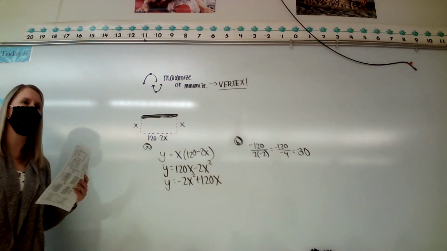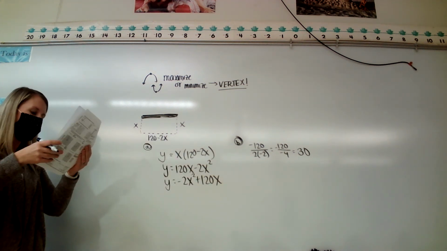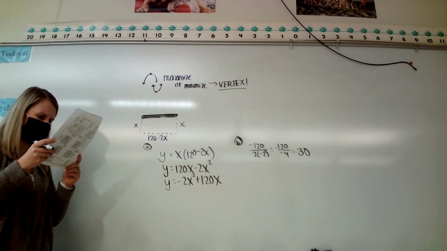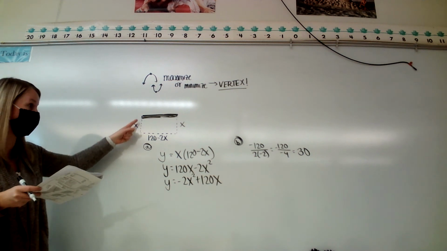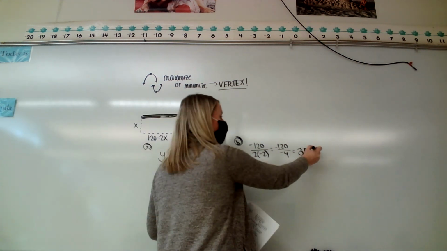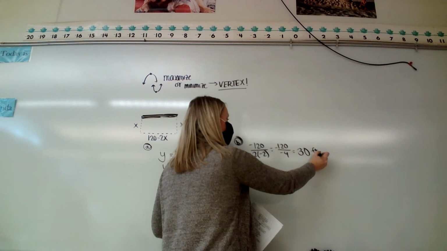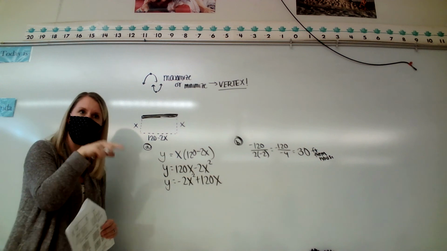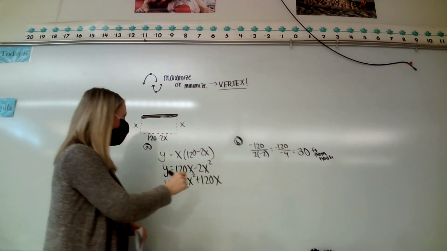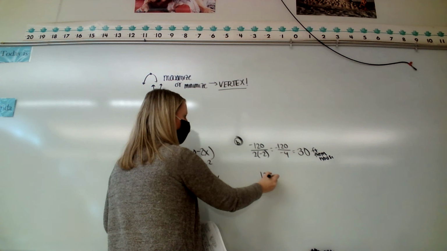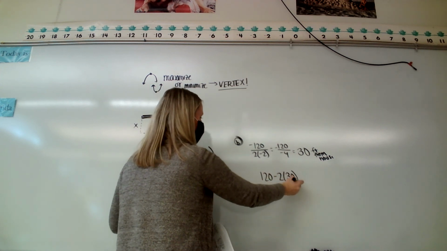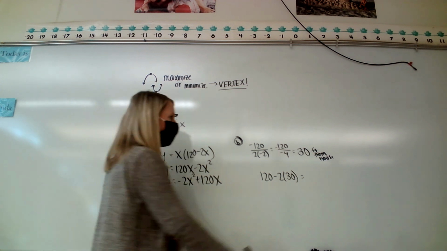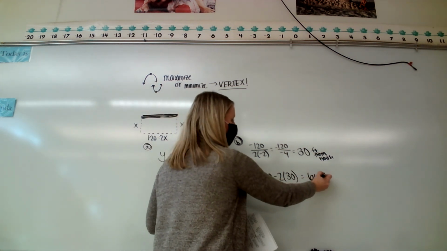So remember, what does that even mean? X, what is X? X is the distance from the house, okay? So we can go 30 feet from the house. And then we can plug that 30 back in to find that distance off to the side there. So we could do 120 minus 2 times 30. And that's going to give us 60, right? 60 feet, I'll just write across.